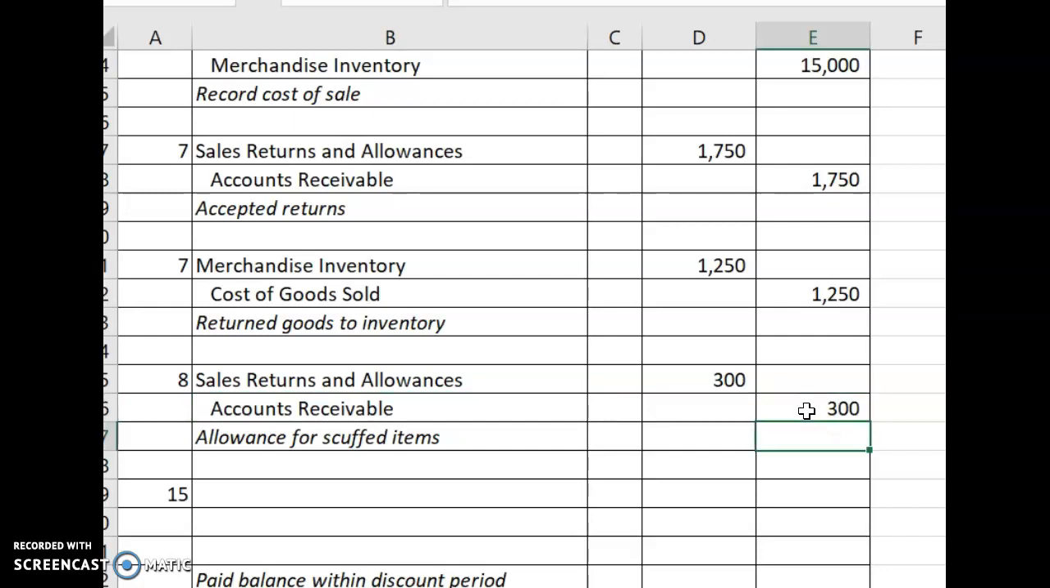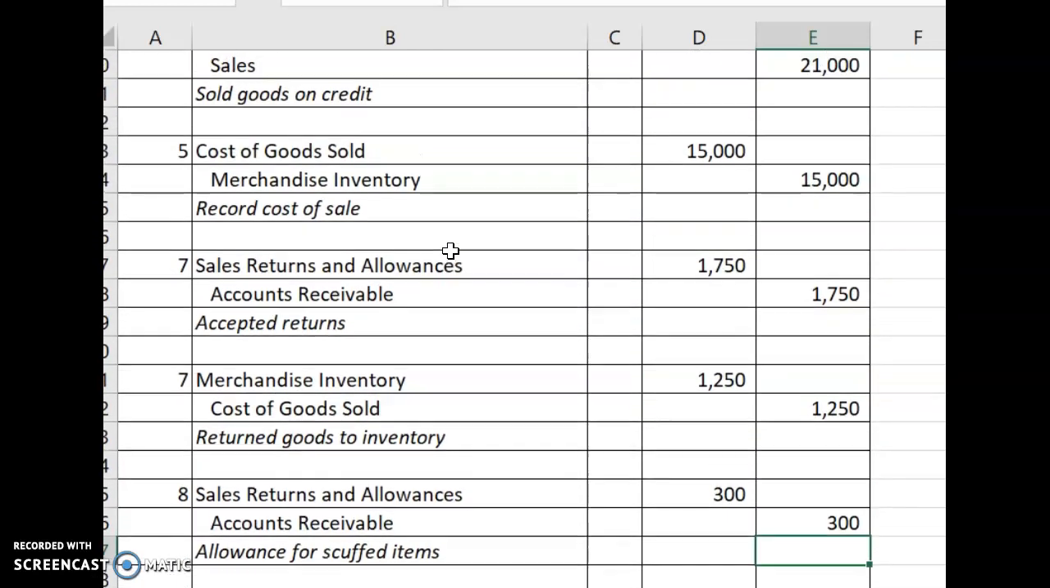However, the goods are still sold. We don't have them to sell again, so we don't do anything with the merchandise inventory when we don't take the goods back. This is just an allowance for some damages that they had to the merchandise that they bought. On May 15th, Allied received payment from Macy for the amount owed on the May 5th purchase, net of the returns and allowances, and they also qualified for the cash discount, which was, again, the terms were 2/10, net 60, so 2% of the remaining balance.